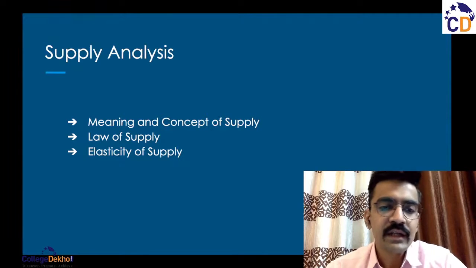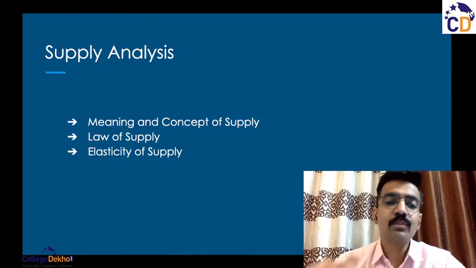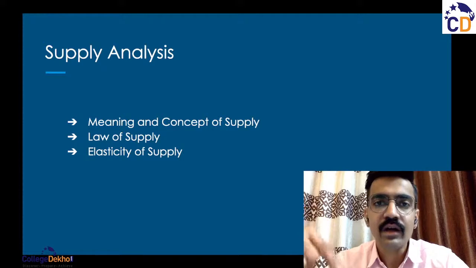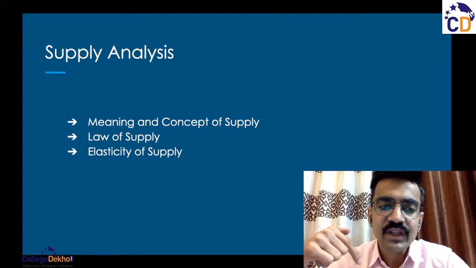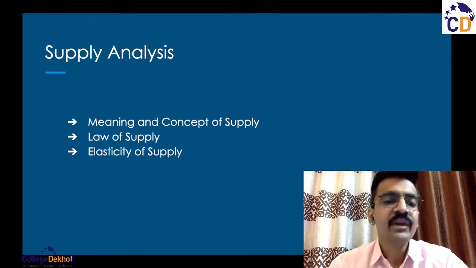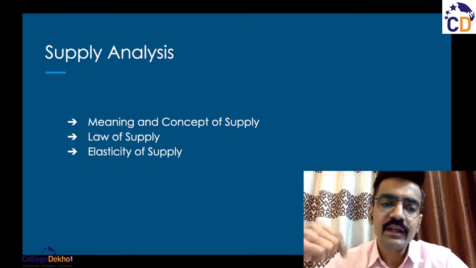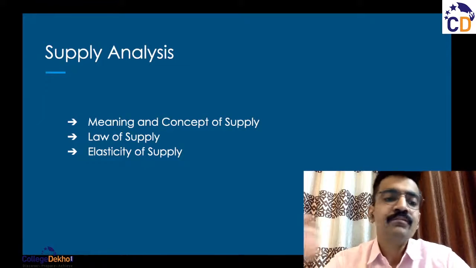Then we'll be looking at the elasticity of supply, which shows you how to measure the supply and how to put it in a graph, right? How to plot these different changes in supply in the supply graph of a company, and then how to make the supply curve for a company, right?